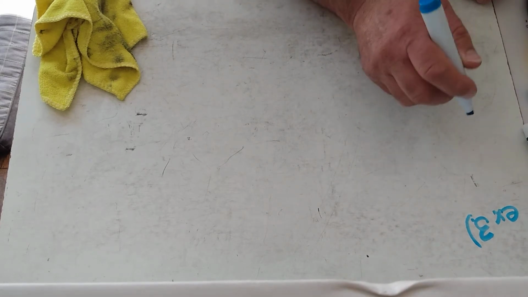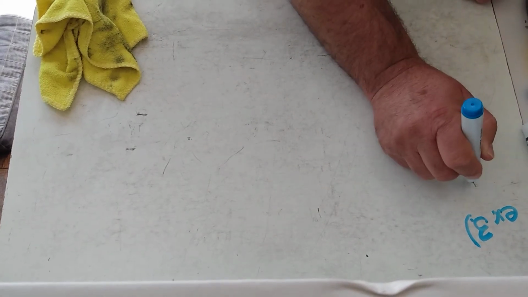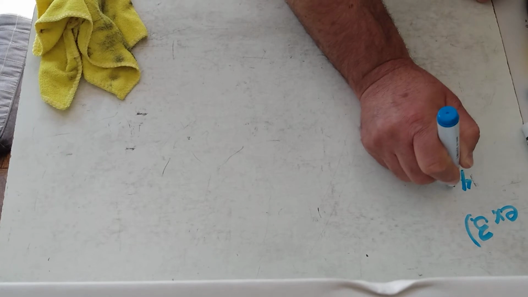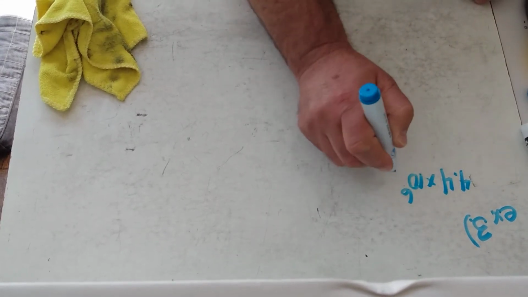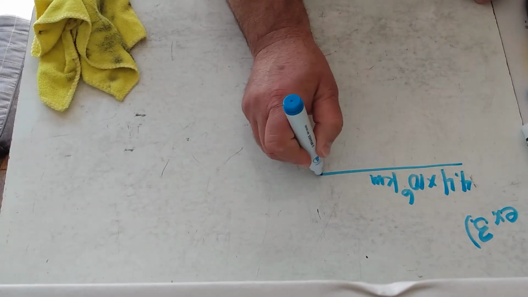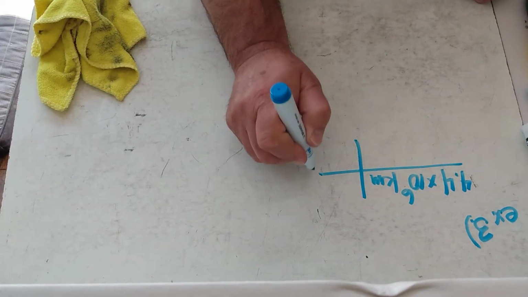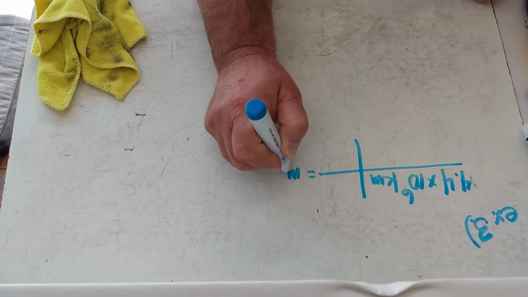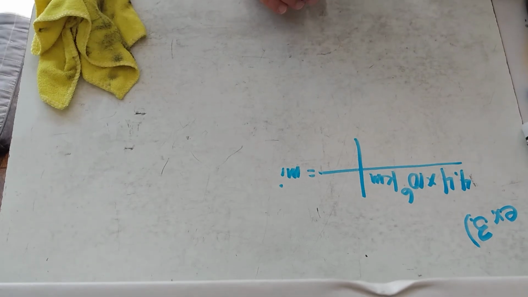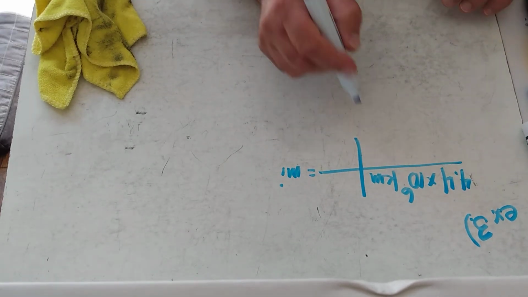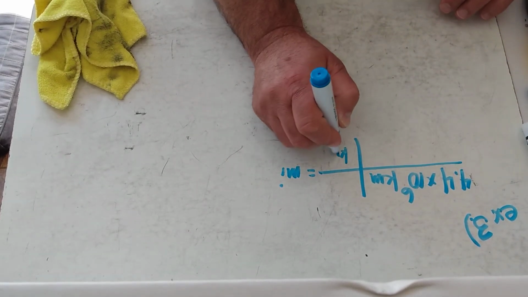Okay, so let's take a look at example number 3. So we're going to start off. It says that the sun is 4.4 times 10 to the 6th kilometers away from the sun. And you're supposed to figure out how many miles that is. Okay, so what you got, what you want. All right, now we're going to automatically put kilometers down below.